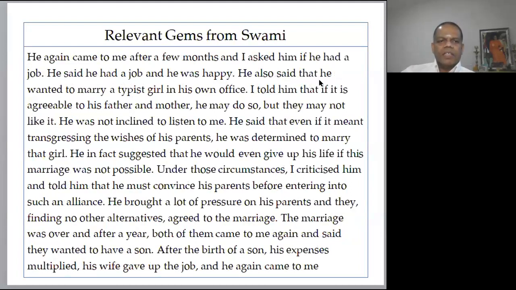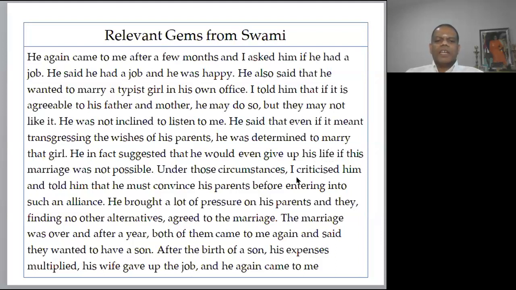He also said that he wanted to marry a typist girl in his own office. I told him that if it is agreeable to his father and mother, he may do so, but they may not like it. He was not inclined to listen to me. He said that even if it meant transgressing the wishes of his parents, he was determined to marry that girl. He, in fact, suggested that he would even give up his life if this marriage was not possible.